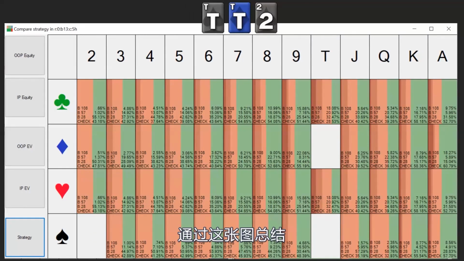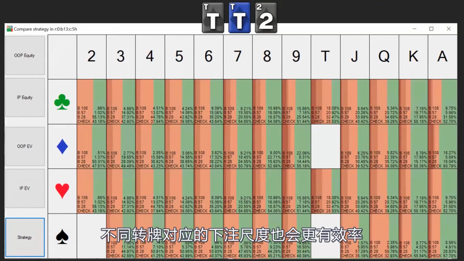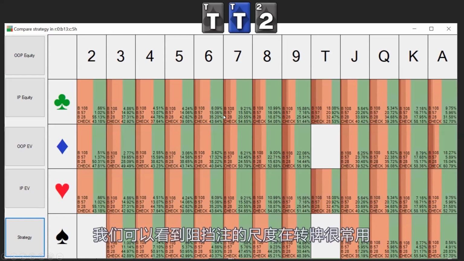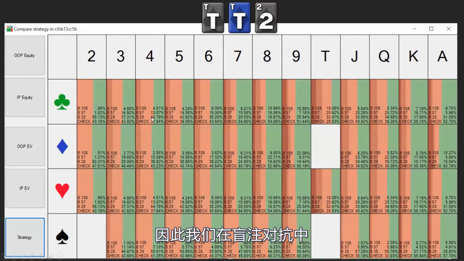So it's especially efficient to see what type of sizing it prefers on which type of cards. You could see that on the deuce through 8, for example, we're betting at a pretty high frequency. We're still betting 50% of the time. And we can see that the small sizing, the block bet, is used quite often. So we see that especially blind versus blind, we want to be sizing down even more than when we are on the button versus in position.